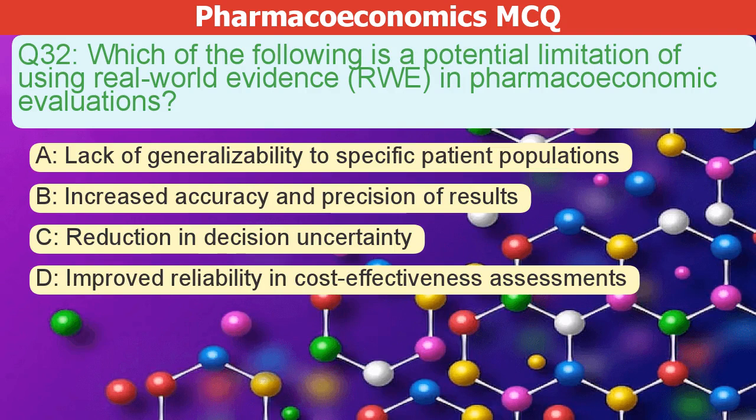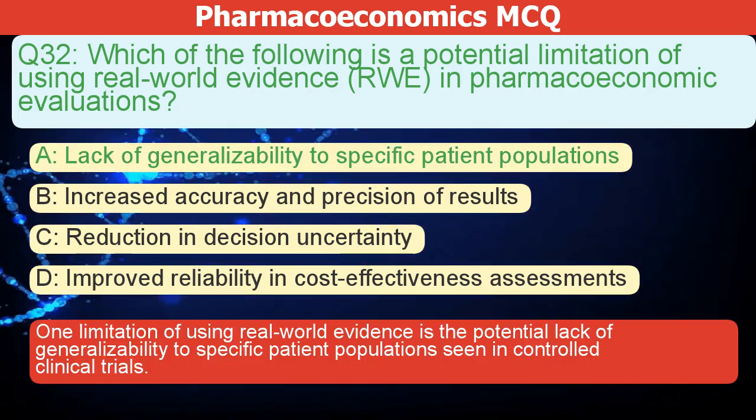Which of the following is a potential limitation of using real-world evidence, or RWE, in pharmacoeconomic evaluations? A. Lack of generalizability to specific patient populations. B. Increased accuracy and precision of results. C. Reduction in decision uncertainty. D. Improved reliability in cost-effectiveness assessments. The correct answer is A. One limitation of using real-world evidence is the potential lack of generalizability to specific patient populations seen in controlled clinical trials.